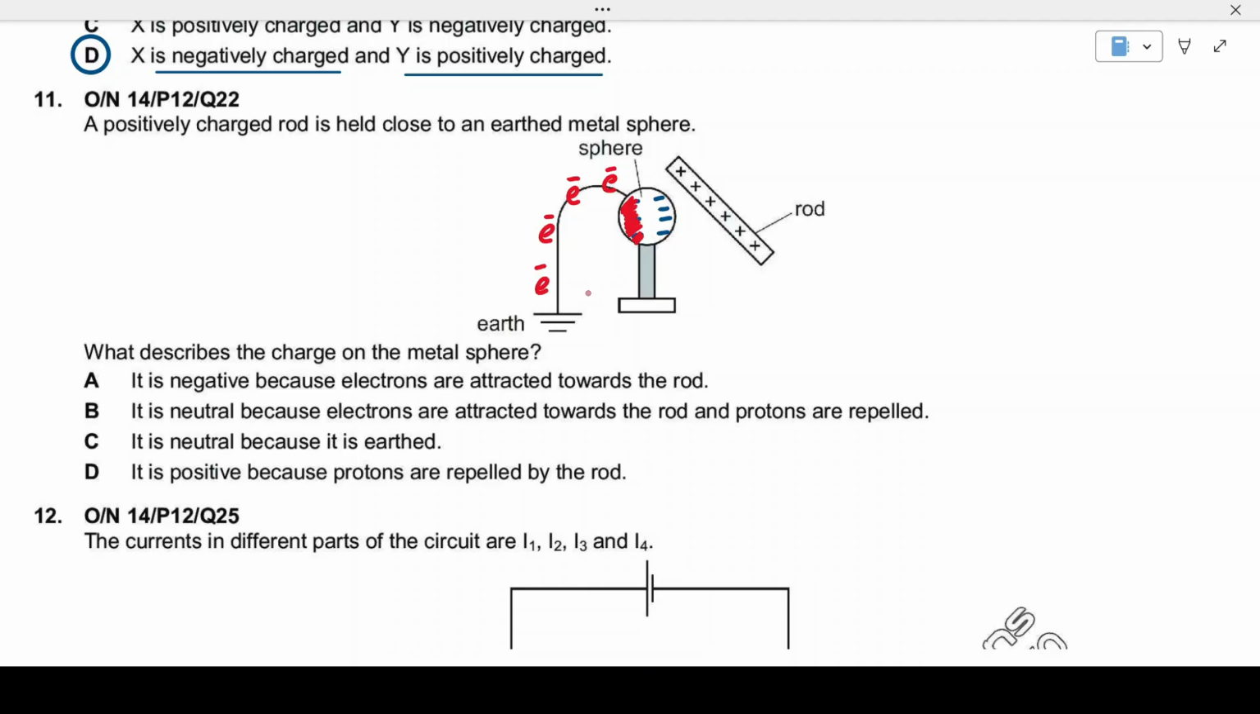So what is the charge left on the sphere? First of all, neutral and neutral are eliminated. It is negative because electrons are attracted towards the rod, as you can see over here. Is it positive because protons are repelled by the rod? No, the charge is not positive. As a matter of fact, the positive charge was dissipated as the electrons from the earth were able to move to the sphere.